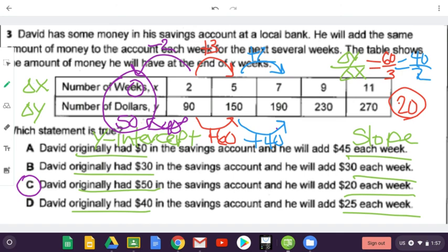So you guys, this is what we want to make sure that we are accomplishing when we're looking at this problem. So go back and take a look at it. Make sure that you follow all your steps and you found your slope and the y-intercept.